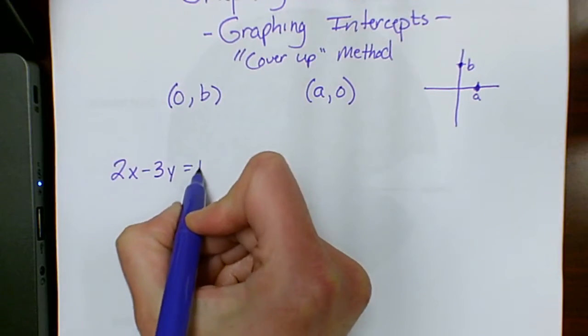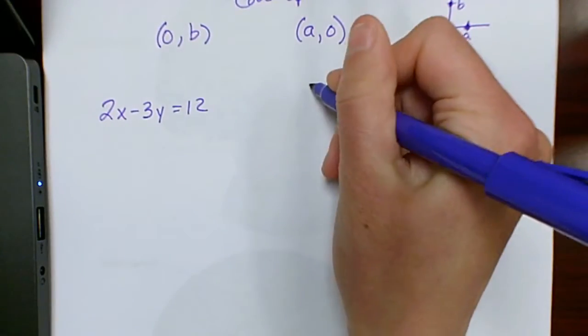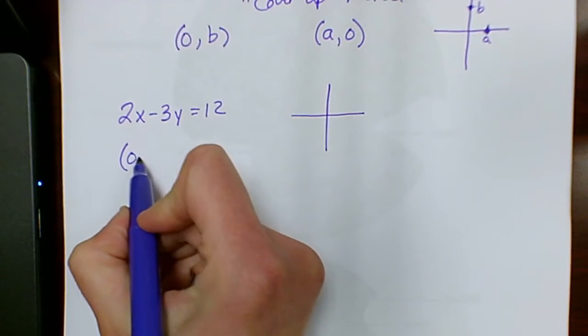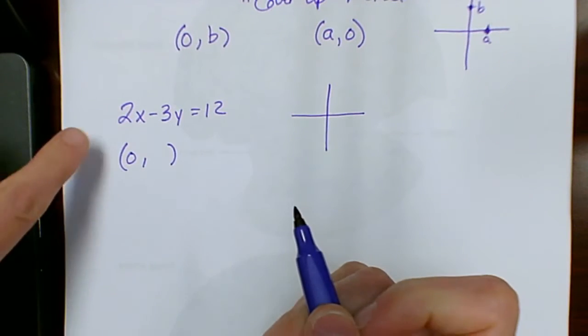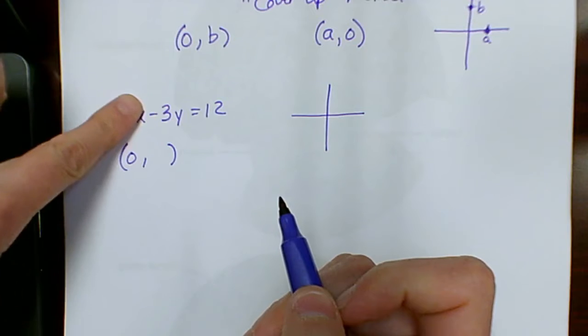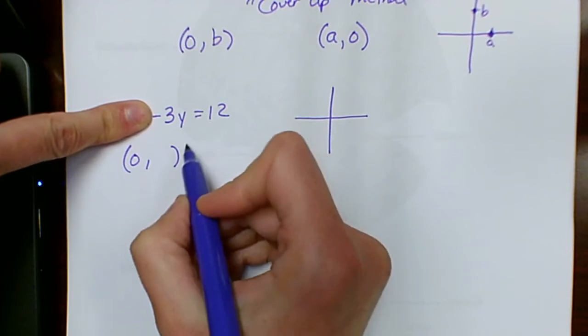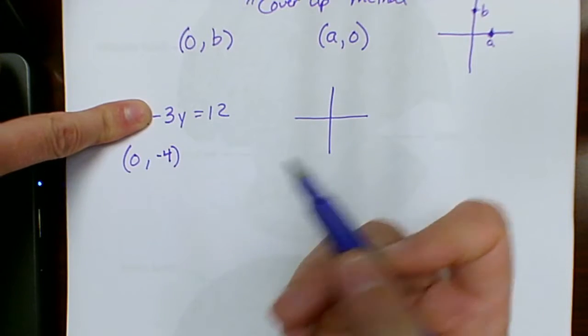we want to graph the equation of this line. So plug 0 in for x. 2 times 0 is 0, so you will actually have negative 3y remaining. Solve for y and you get negative 4.